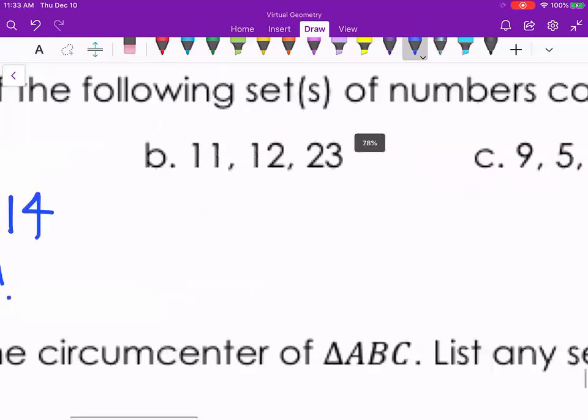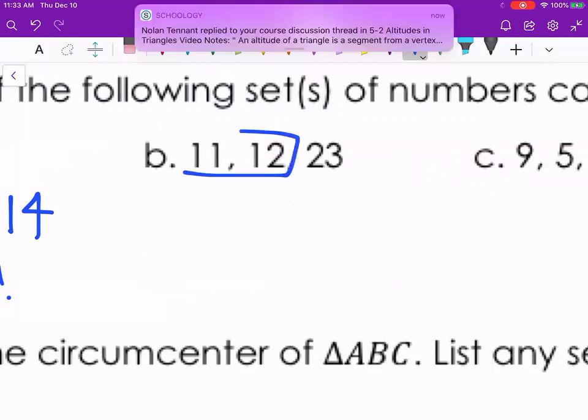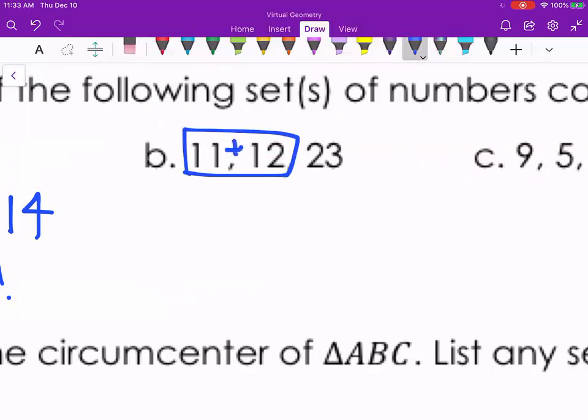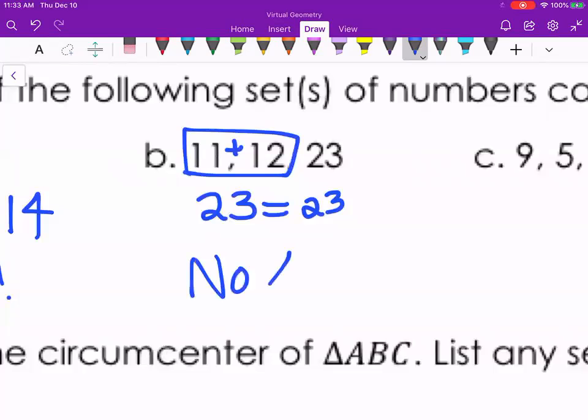Let's try the second one. 11, 12, and 23. 11 and 12 are my smaller. Add them together. 23. If I compare that to the leftover 23, they are equal, no triangle.